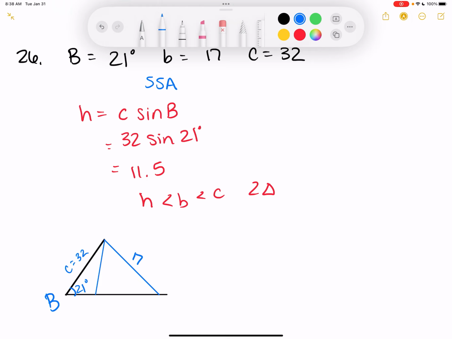And obviously my picture can't possibly be drawn to scale if that's 17 and C is 32, because it's clearly not. But we don't really care about that. And so then just for the purpose of having it, this is going to be angle C over here. This is going to be angle A, and then this is going to be side A down here.